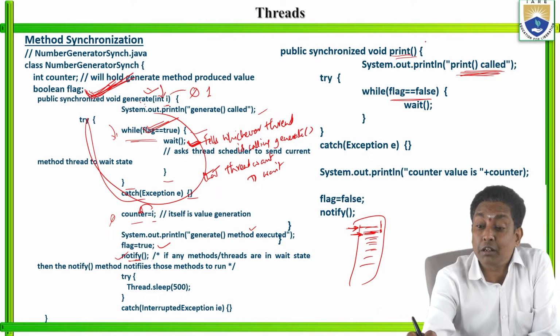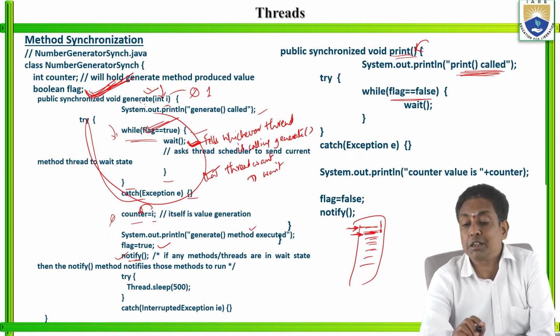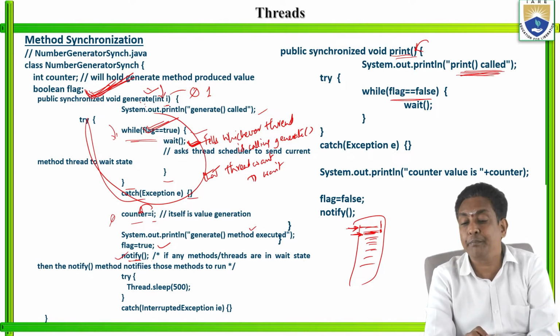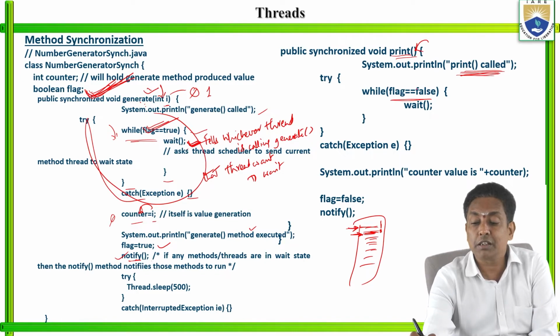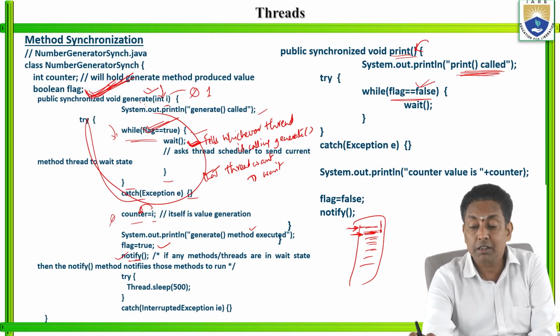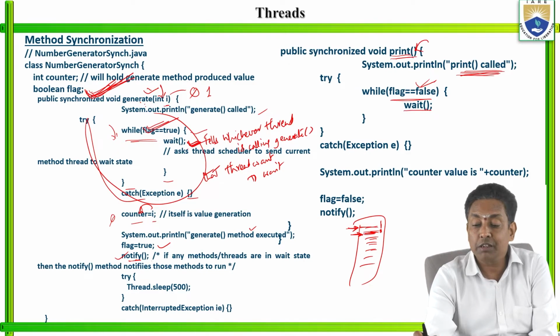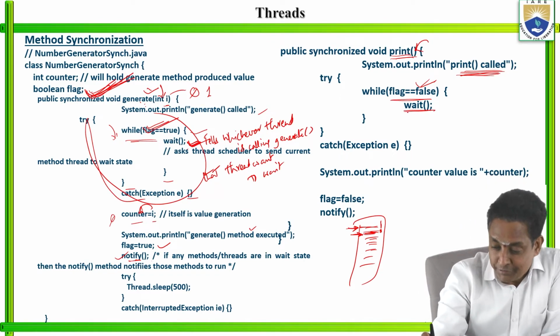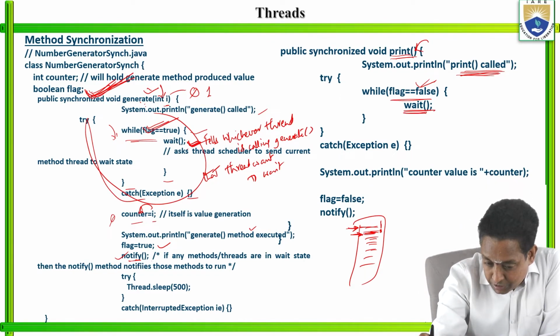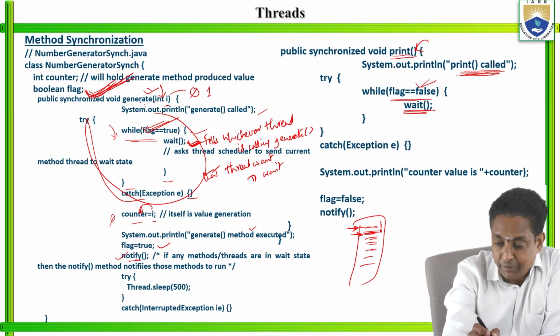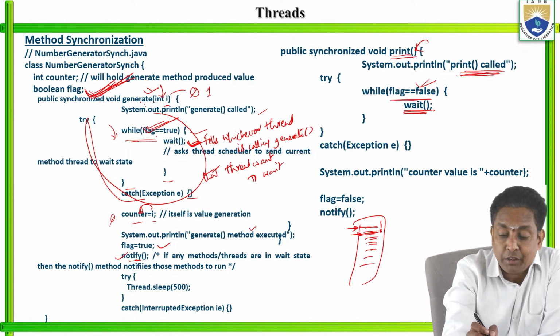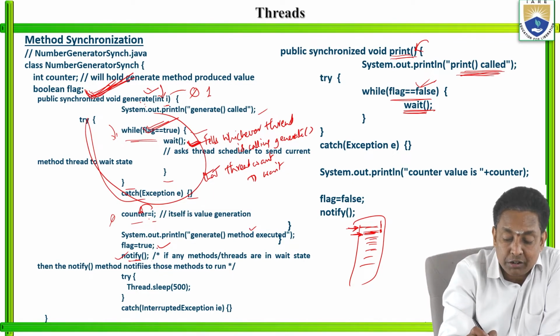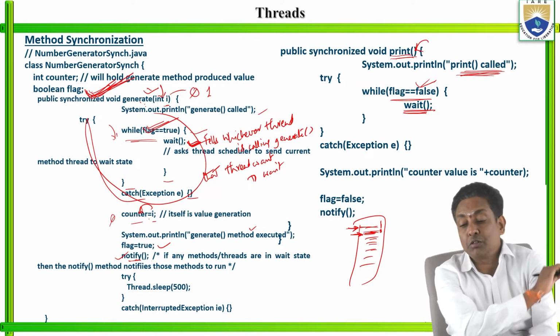Second time when the print method is called, control comes to the print method for the second time. That time the flag value is false. Once the flag value is false, the print method's corresponding thread is instructed to go to wait state. And once this thread goes to wait state, which thread is next in the execution? Generate. What is the flag value now? False. The value will be produced and the flag set to true. Notify. Next time, because the flag is true, wait. This method goes to wait state.